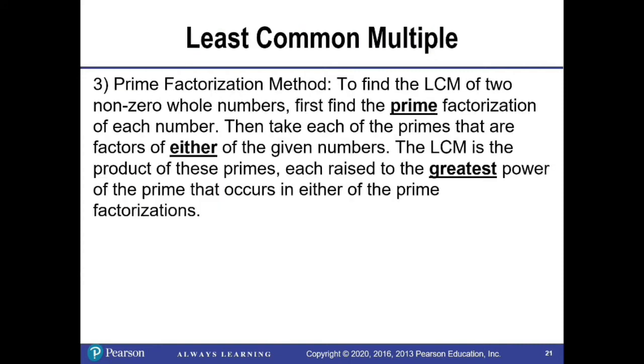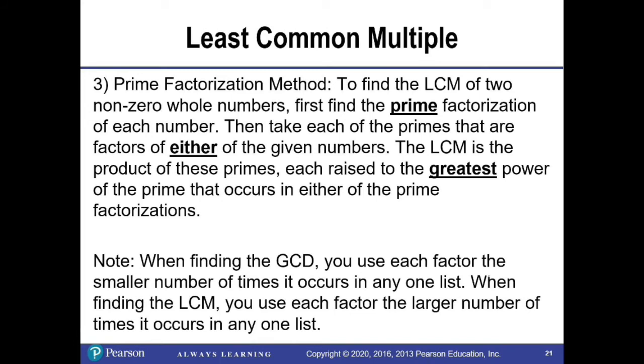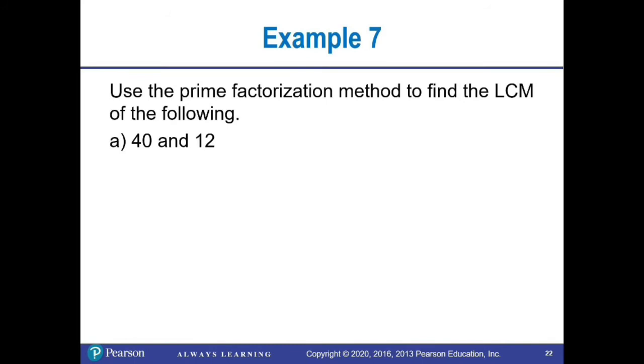This brings us to our next method, which is our prime factorization method. So first we find our prime factorization. Now this time with the least common multiple, we're going to list every prime that we see, and we want to use the greatest power of each prime. Now when we found the GCD, we listed only the common factors with the smaller powers. But with the LCM, we have each factor with the larger power. So let's use the prime factorization method to find the LCM of 40 and 12.